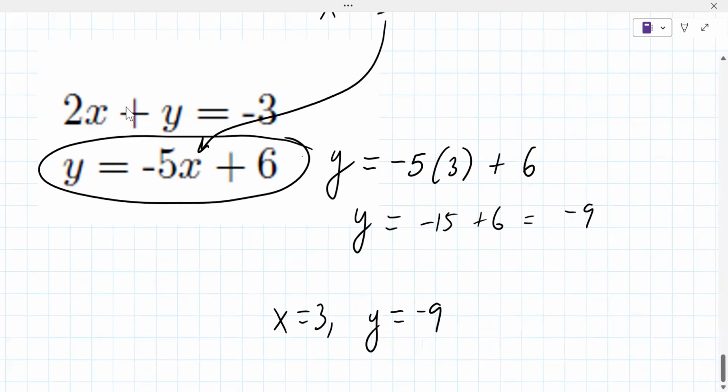So you could use the first equation to solve for Y, but why not use the one that's already solved for Y?